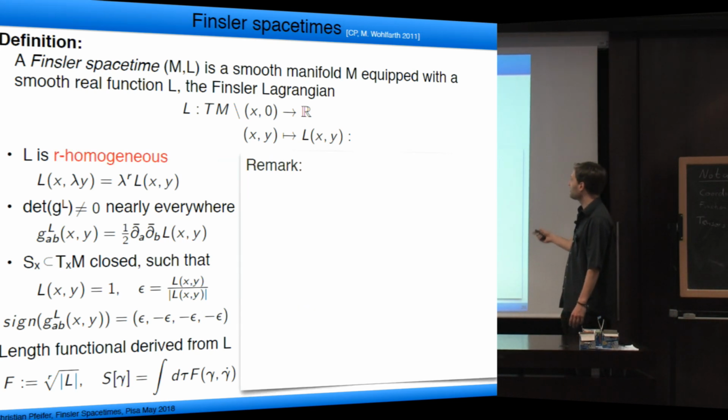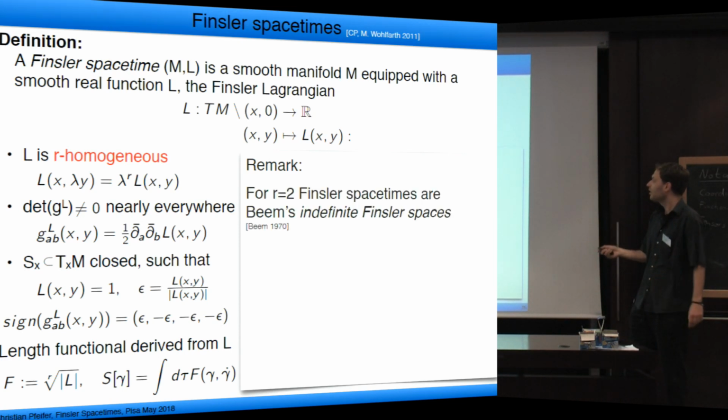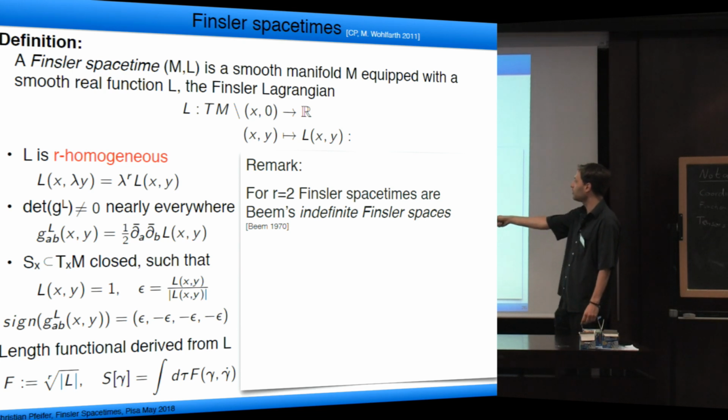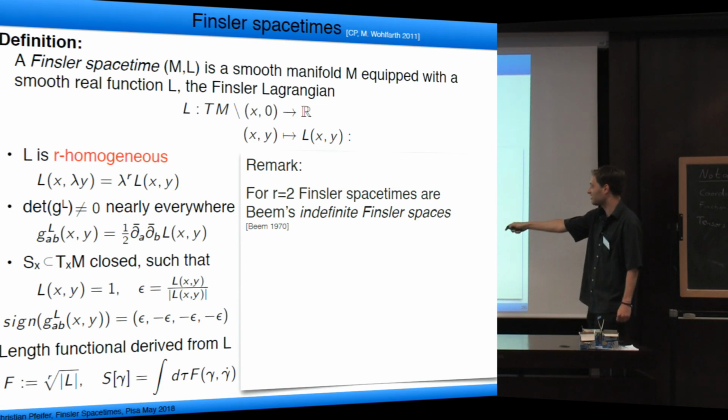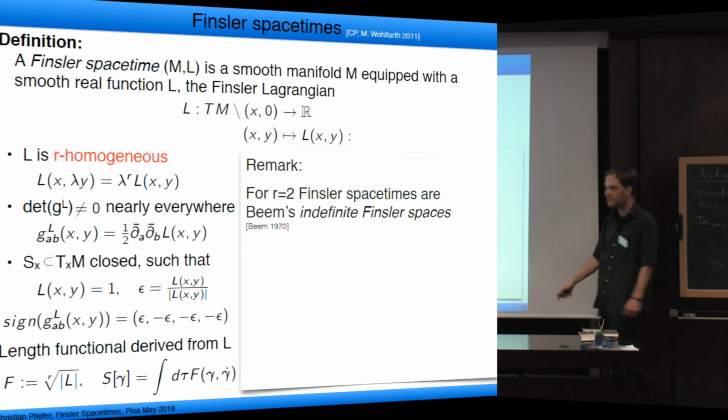So some remarks on this definition, how it's related to other definitions in the literature. Okay, I forgot to cross this out. When we look at the two-homogeneous case here, we are crossing this out nearly everywhere, but just taking a non-degeneracy of the Finsler L metric everywhere, then we are back to Beem's indefinite Finsler spaces.